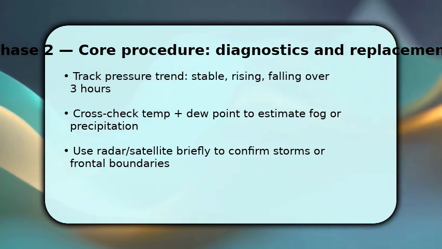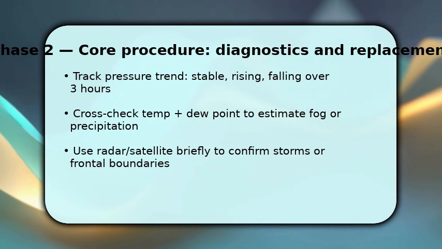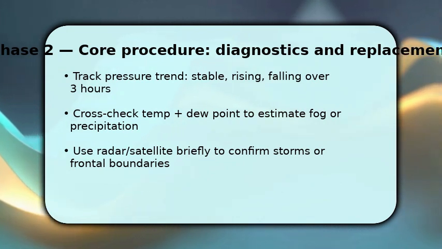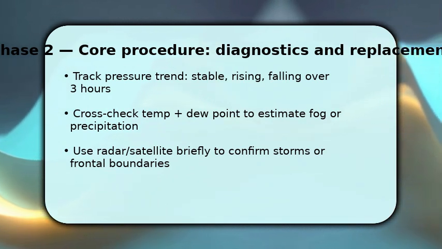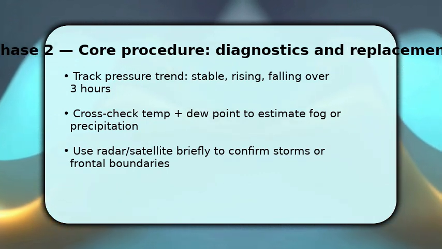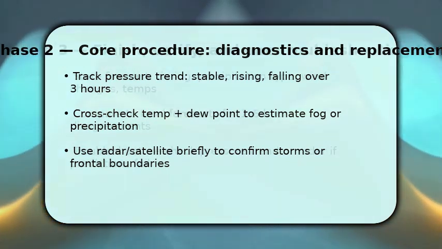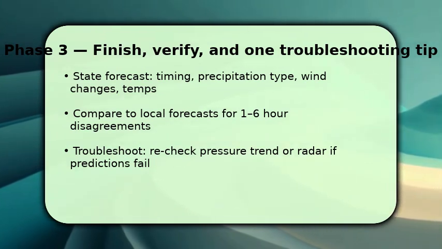Check dew point versus air temp to see if condensation or fog will form. Then, make a quick look at radar or satellite to confirm storm movement and timing. Doing this helps you turn observations into an act. Finally, state a simple forecast. When precipitation will start, what type, expected temperature range, and any wind shifts. Be concise so you can act on it.